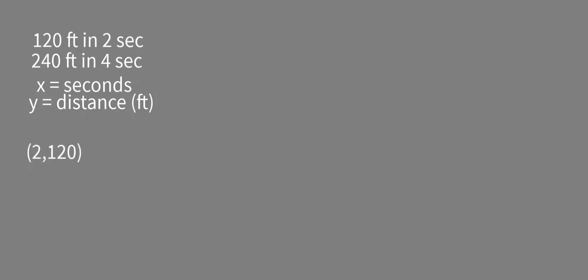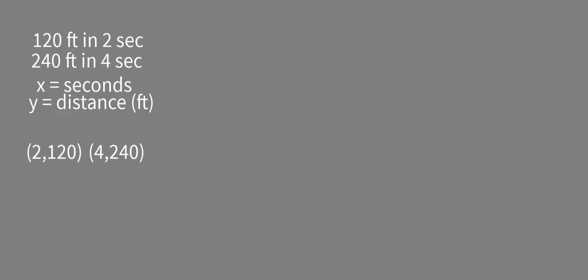So we're given 2 points here. Again, x equals seconds, so that's our input. Y equals distance in feet, that's our output. And so our 2 points are (2, 120) and (4, 240).